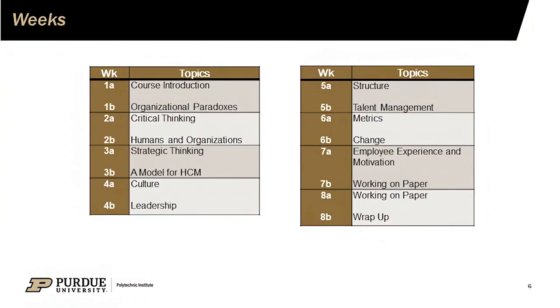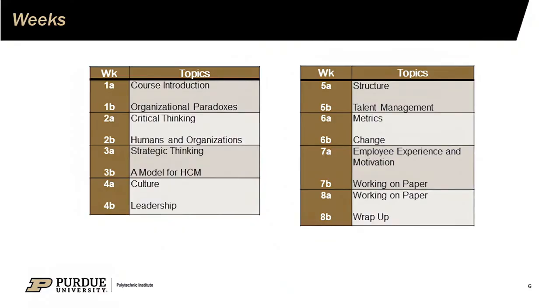Then we're going to spend some time talking about critical thinking. And critical thinking isn't just creating a new mousetrap. It's basically diving down deeply into things and questioning some assumptions. So we're going to talk about why that's important and what it is. Then we're going to talk about humans and organizations and start getting into the challenges that we have in terms of human beings and organizations. Then we're going to talk about strategic thinking and also compare it with strategic planning.